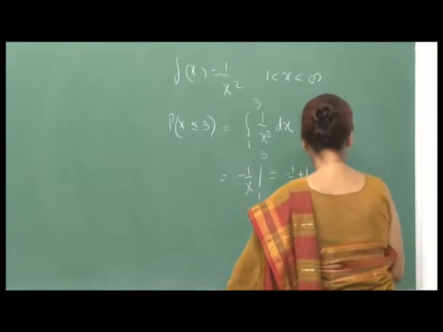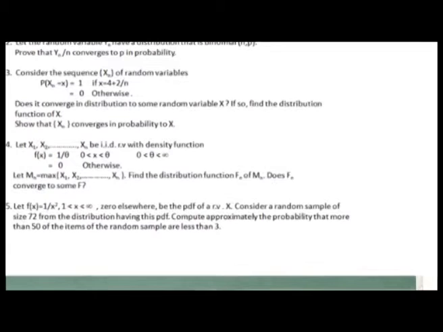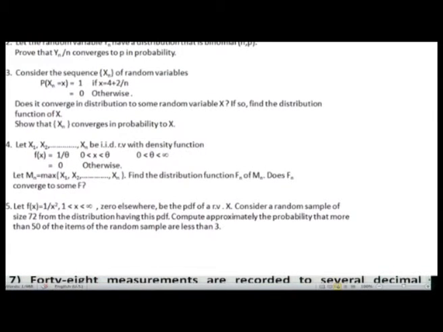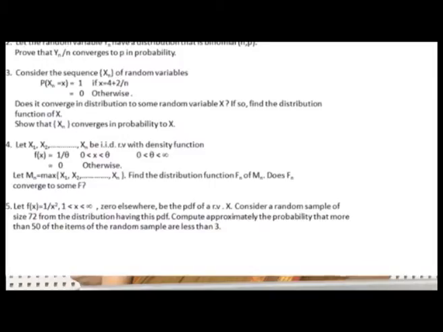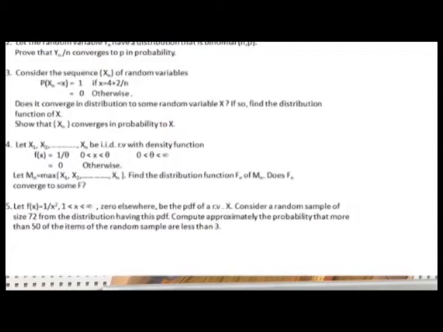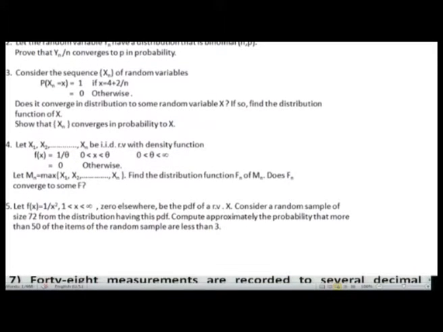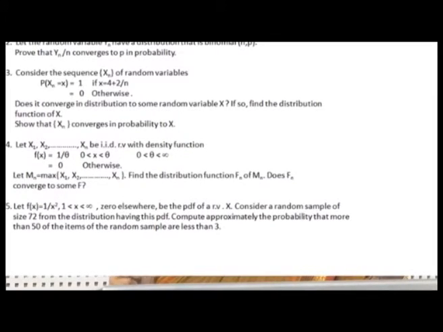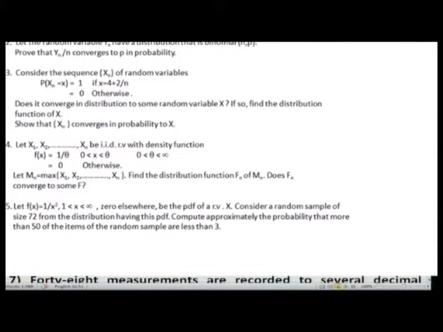Now, you are selecting a sample of size 72, and we will say that if a sample has a value less than 3, then that is a success. Therefore, the probability of a success would be 2 by 3. So, now this gets converted to a binomial situation, where we select a sample of size 72, and if a sample value is less than 3, it is a success. So the question is now, with a binomial 72 comma 2 by 3, I want a sample of the items.